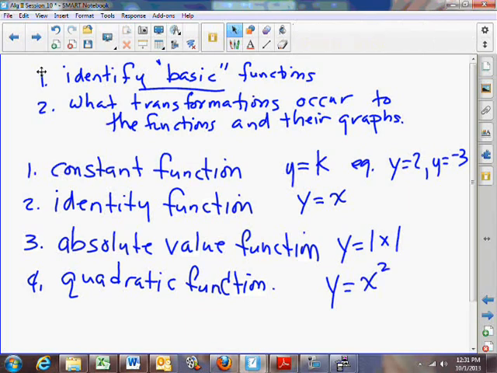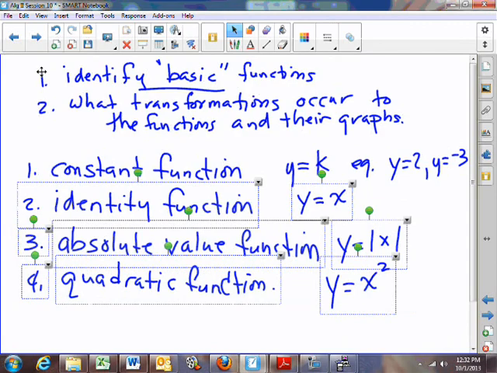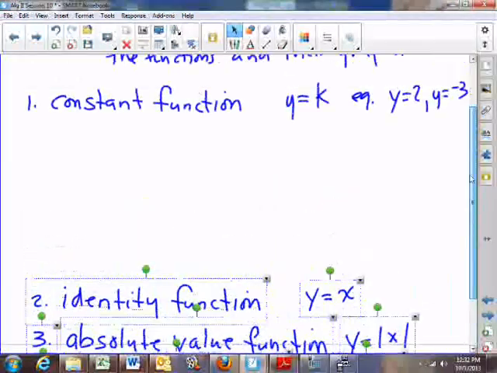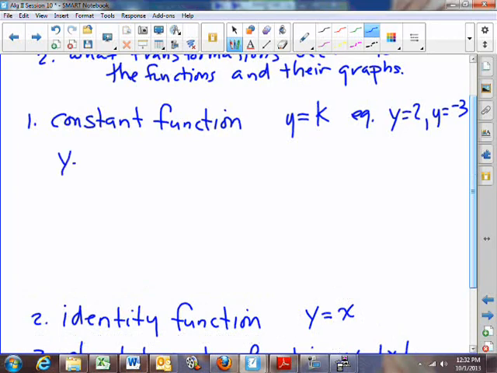Now, it's important for us to know what the graphs of these four basic functions look like. So let's take a look first at the constant function. Let's say we have the function y equals 2. That's a constant function where 2 is the constant.